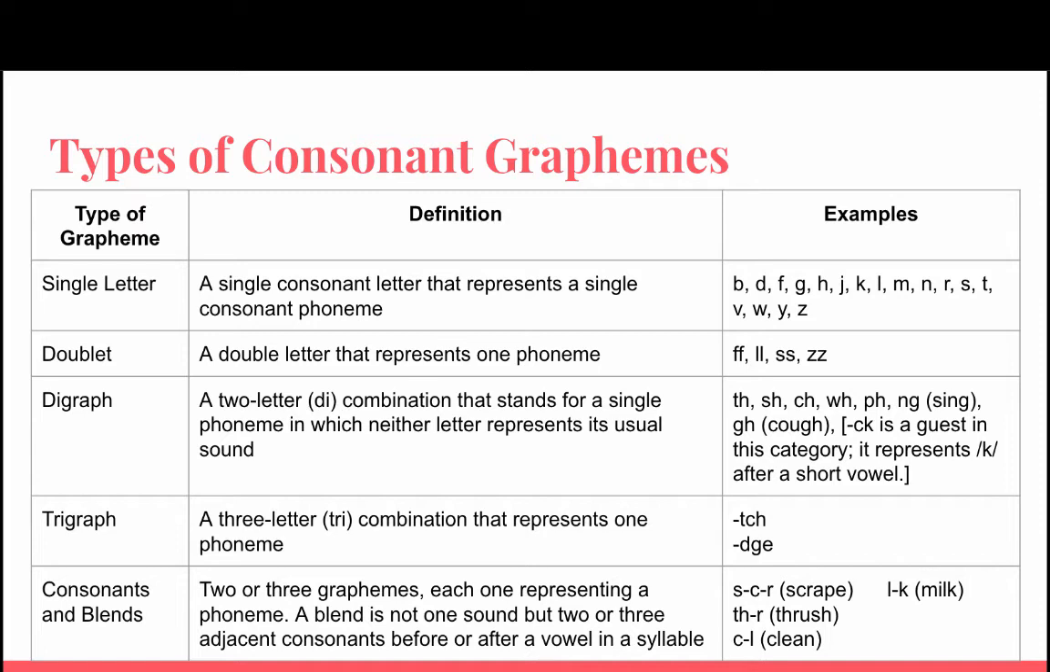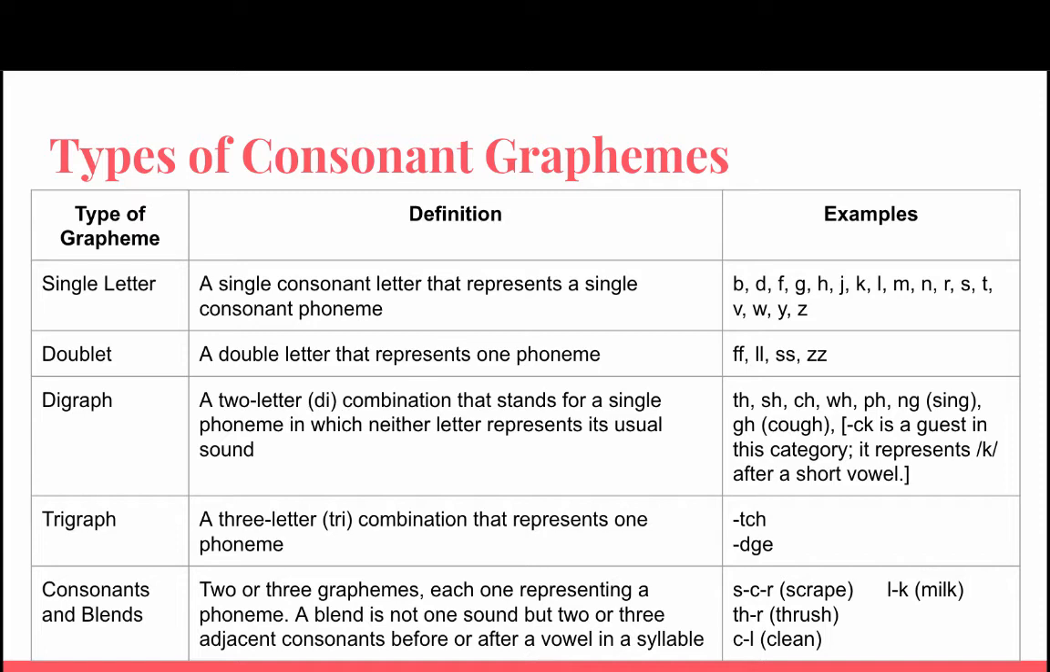We also have consonant blends, two or three graphemes, where each one represents a phoneme. A blend is not one sound, but two or three adjacent consonants before or after a vowel in a syllable. So, for example, SCR is the blend skr. We hear each sound from these graphemes, but together they make a consonant blend.